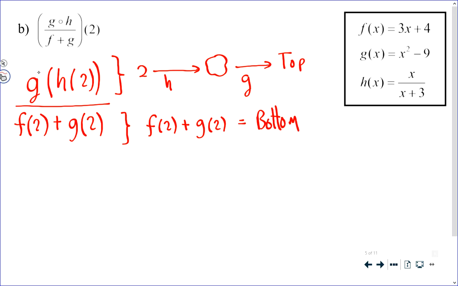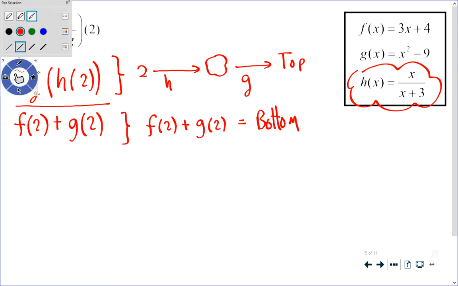I had mentioned in Monday's lesson somewhere, I don't remember exactly where, that particularly when you're dealing with numbers, you don't have to show a lot of work. So when I put 2 into h, here is h. When I put that 2 through h, I'm going to have 2 on the top and 2 plus 3 on the bottom. I'm going to get 2/5. That's what comes out of h.